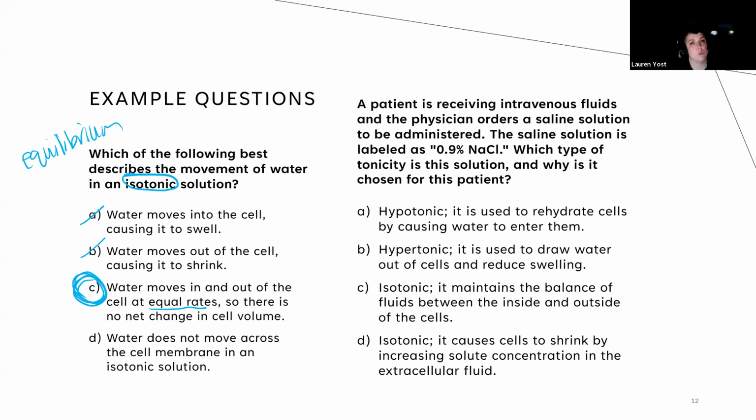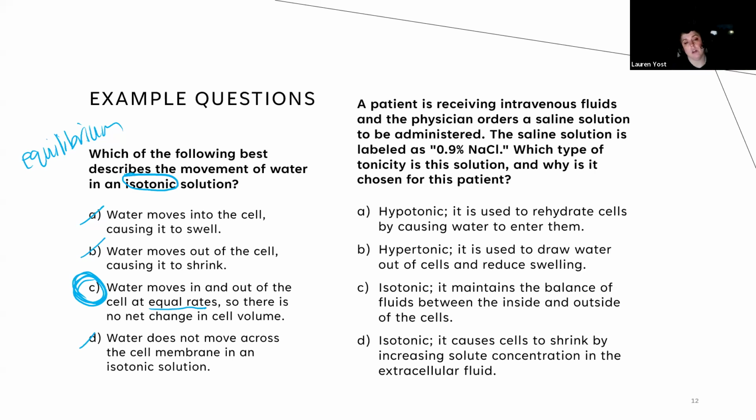And because chemistry, don't we love it? And physics, oh my gosh, not confusing at all. That these will dictate that the water molecules are always moving. So they're just going in and out at equal rates. And then we have water does not move across the membrane in an isotonic solution. That's incorrect because it is moving always, even when it's at equilibrium. It doesn't just sit there.